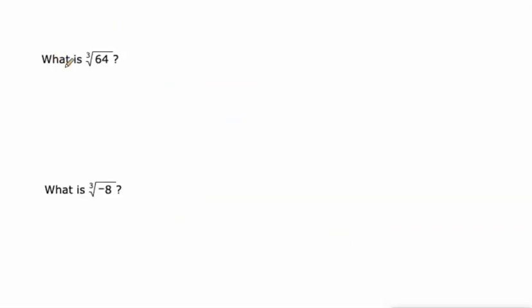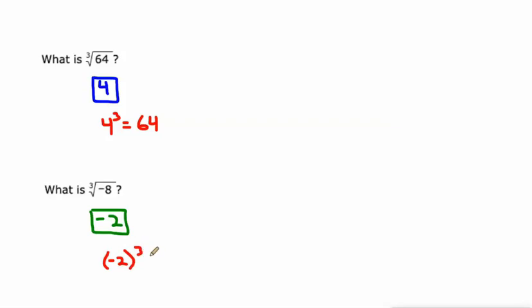Here's another way to ask what the cube root of something is with these symbols here. What's the cube root of 64? It's 4. And the reason we know it's 4 is because 4 cubed is 64. 4 times 4 is 16, times another 4 is 64, so 4. And the cube root of negative 8 is negative 2, because negative 2 times negative 2 is 4, times a third negative 2 would be negative 8. So negative 2 cubed is negative 8.